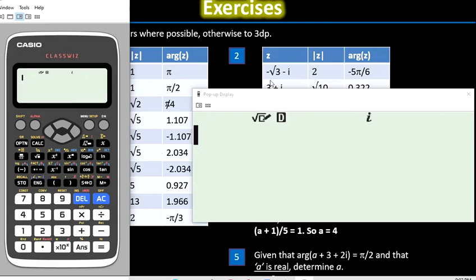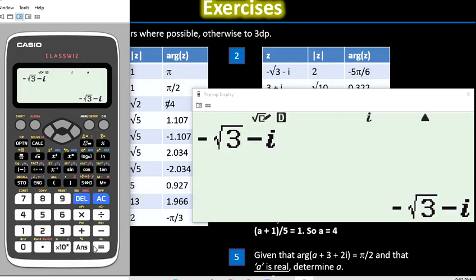Now suppose I have a number minus root 3 minus iota. You see the pointer, minus root 3 minus iota. How to feed this? Negative root 3. Cursor forward. Negative. For inserting iota, you have to use this key of ENG. You see here iota. The number is there.